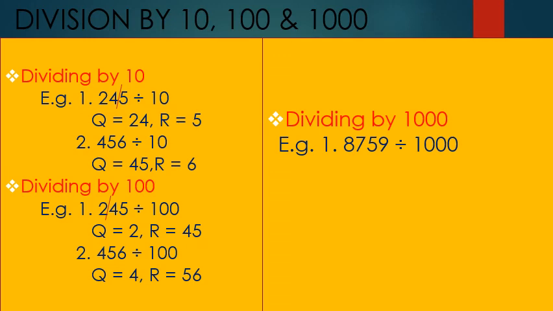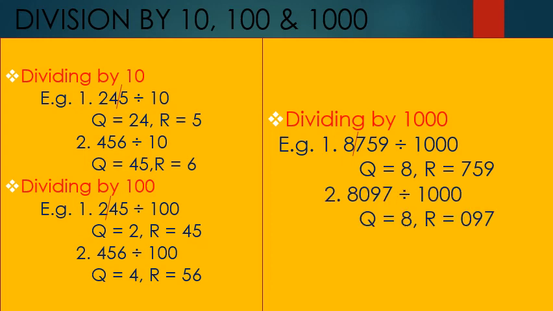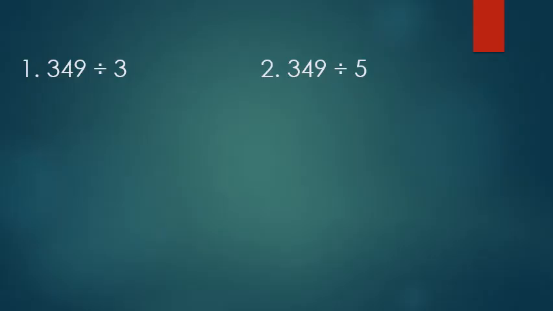The third is dividing by 1000. Count the zeros. 3 zeros. So what will we do? We will remove the last 3 digits. So 8 will become the quotient and 759 will become the remainder. The last example, 8097. Again count the zeros. There are 3 zeros. So we will remove the last 3 digits. Quotient 8, remainder 97.